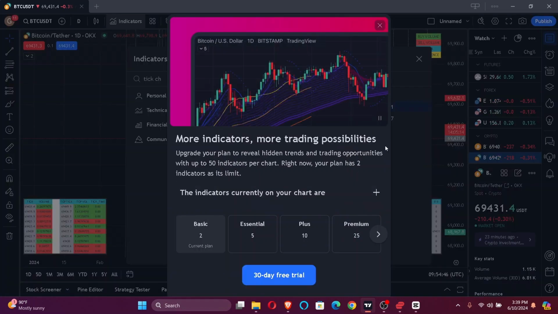TradingView account. It is asking for 30-day free trial subscription. To subscribe to it, do the payment and billing. That's how you can use your tick chart.